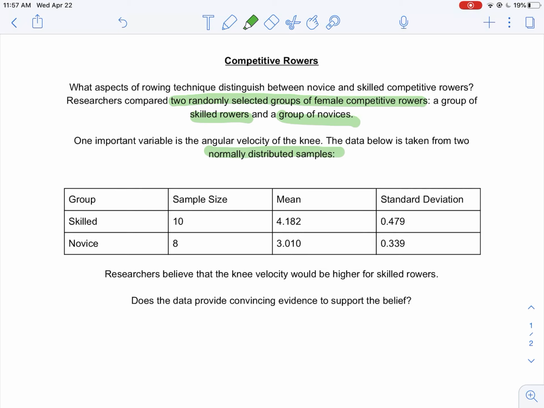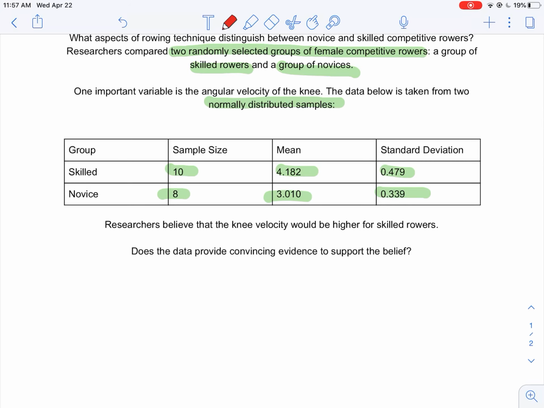So then we've got skilled: we got their sample size, we got their mean, and we got their standard deviation. For novice, we've got the same. Now, they say researchers believe that knee velocity would be higher for skilled rowers. Let's see if the data provides convincing evidence to support that belief. All right, so what are we comparing here? We're looking at the angular velocity.